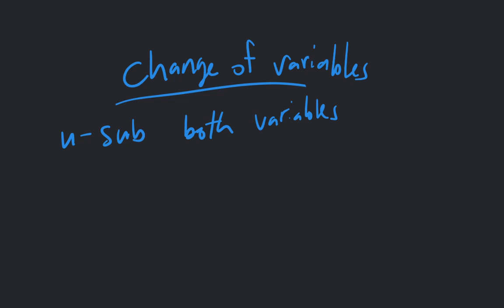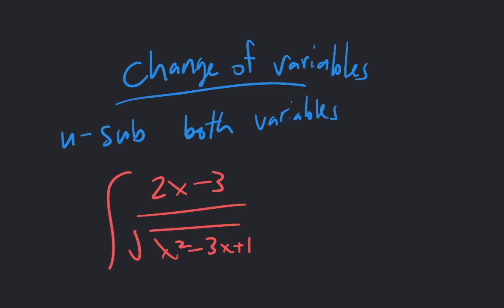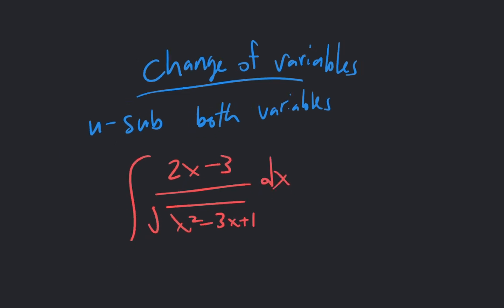In single variable calculus, you have u substitutions. So basically, it's making a neat little substitution to cancel some things out. So let's say we have 2x minus 3 over the square root of x squared minus 3x plus 1. We're taking the integral of x.